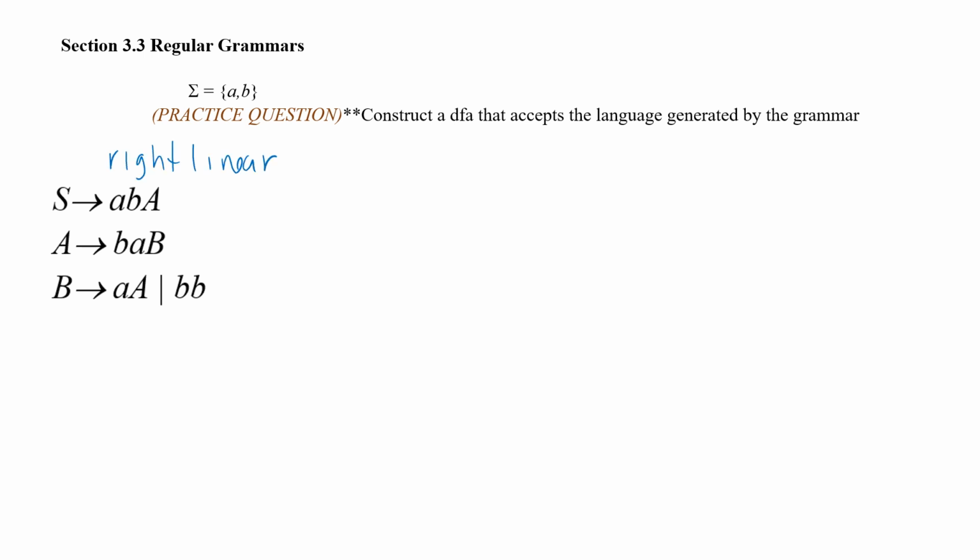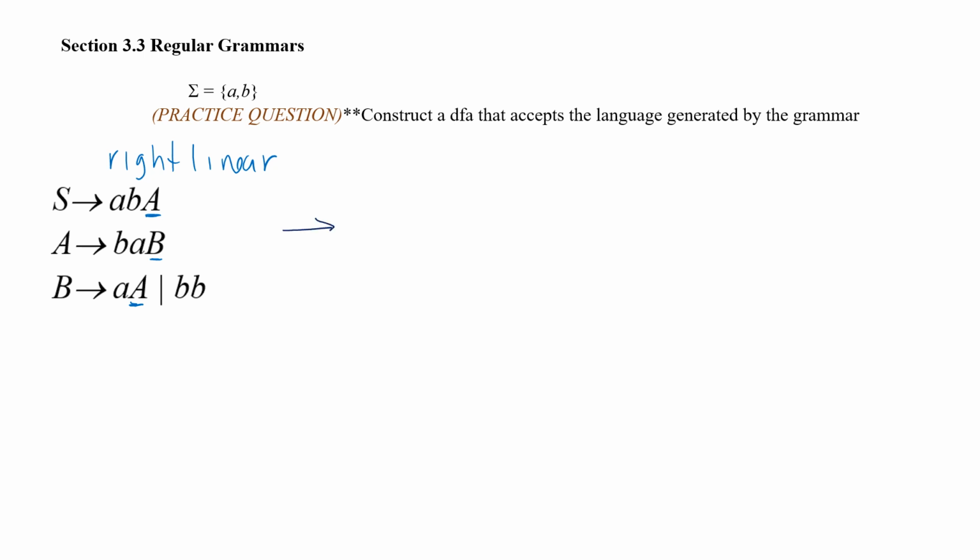And why is that? It's because every single variable that is on the right-hand side is all the way to the right. So if you had a production that looked like this, then it would not be a regular language. So that's something that you need to know. All right, creating a DFA from this is very straightforward.